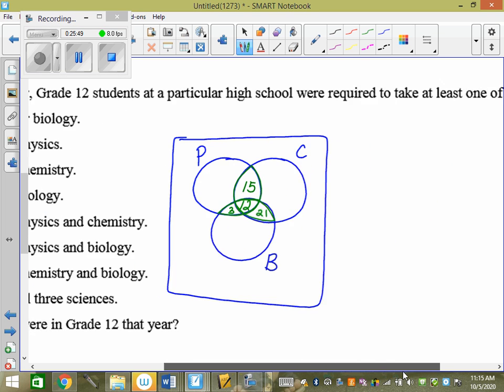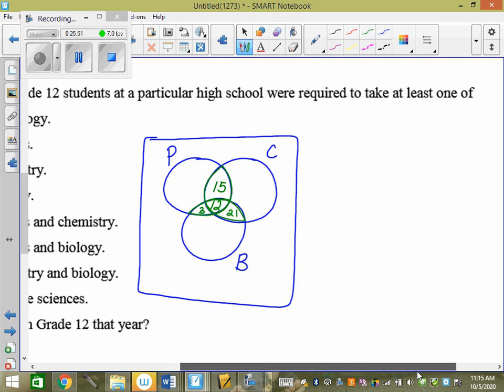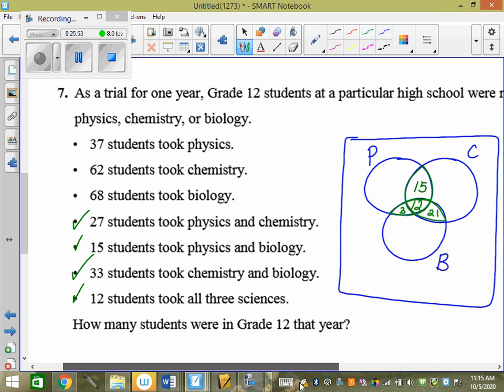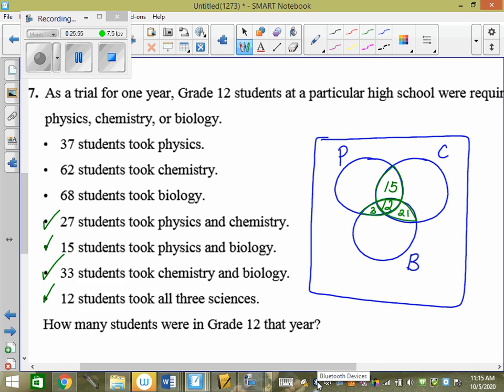So, and this is the key thing that wasn't written. It says we're required to take at least one of physics, chem, or bio. So there's no one who could have taken none of the 3, right? So we have 68 took bio. So in this circle, I need to have 68. How many took only bio? 32. Because I subtract these 3 numbers, right?